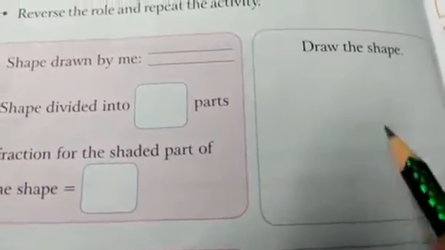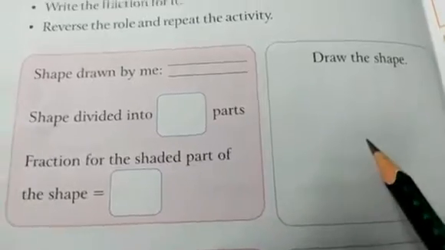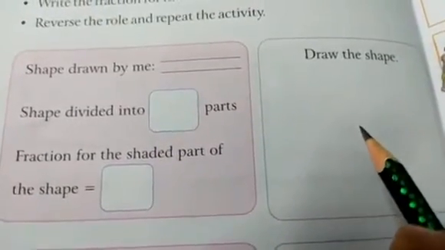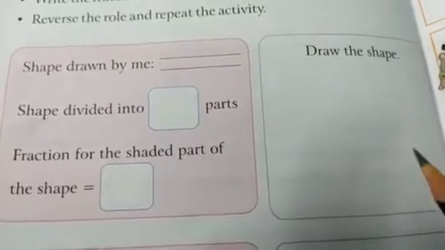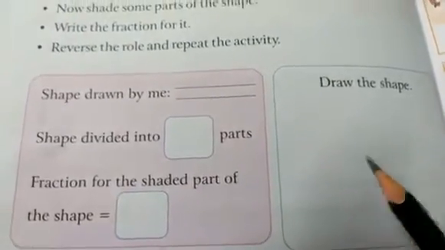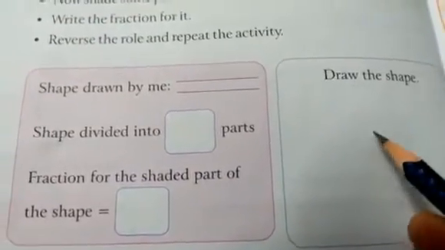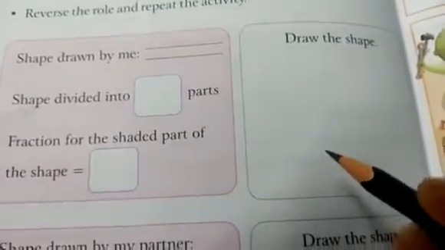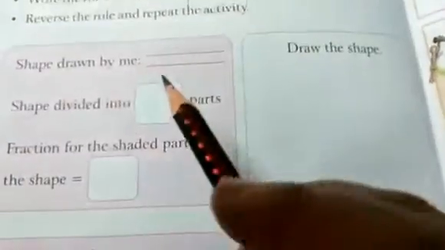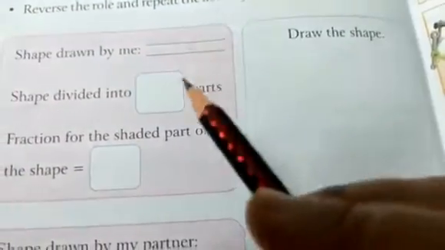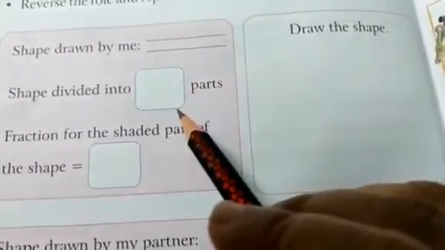So what you have to do? You have to draw any shape. You can draw a circle or a square and you have to throw a dice, and the number that comes on the dice, you have to divide the square into that many parts. So your partner and friends are not there, so you have to do this activity by yourself only. Draw here a circle, draw here a square, throw a dice and divide the parts. Shape drawn by me. आपने कौन सा शेप ड्रॉ किया, आपने कितने पार्ट्स में डिवाइड किया, and write the fraction. Same here also.